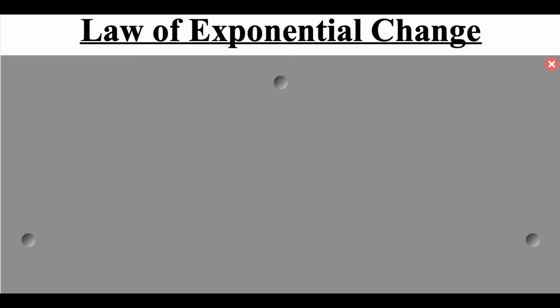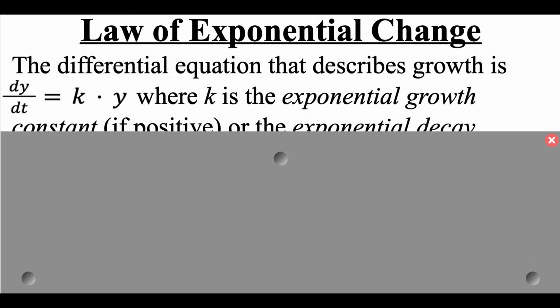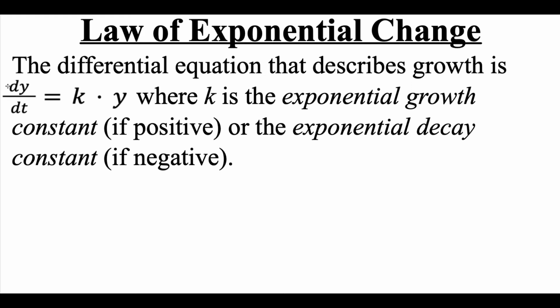Well, we can write out a differential equation to represent this type of growth. So we can write it out as dy/dt equals k times y, where k is the exponential growth constant if it's positive, or the exponential decay constant if that k value is negative. But we can actually do some manipulation with this differential equation to make it look more like our exponential problems that we're used to dealing with.